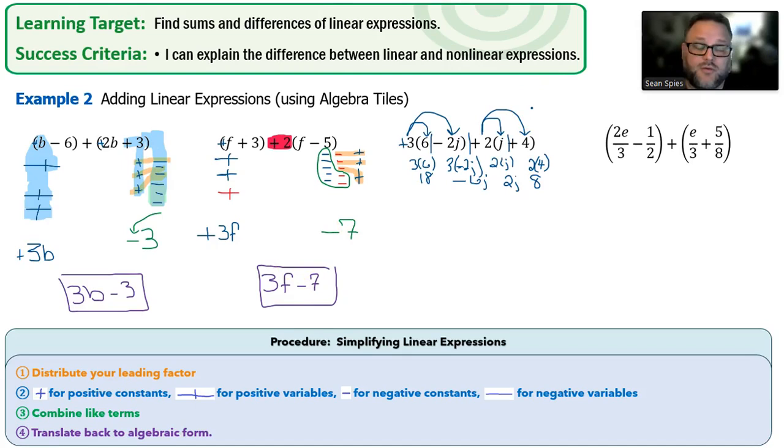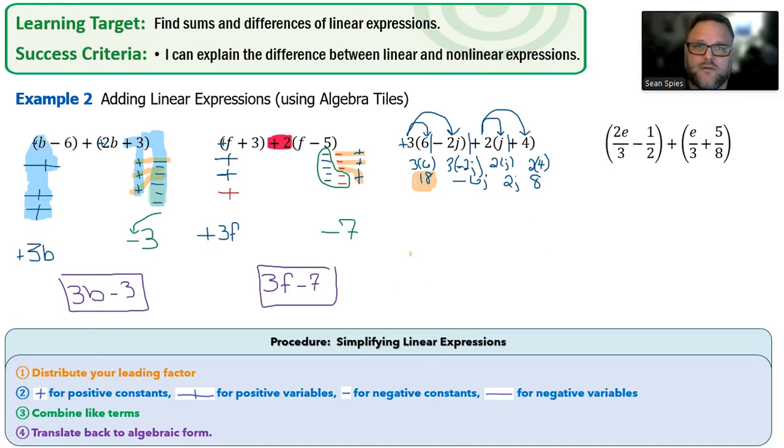So one way to do the distributive property is how we've seen it before. We just do it algebraically by taking the leading factor outside and multiplying it by each term inside. I've illustrated that on number 3.